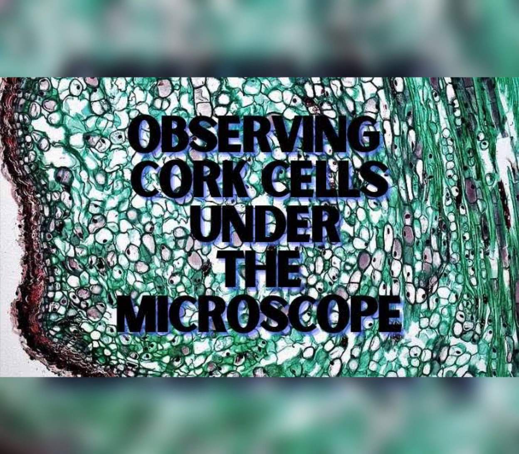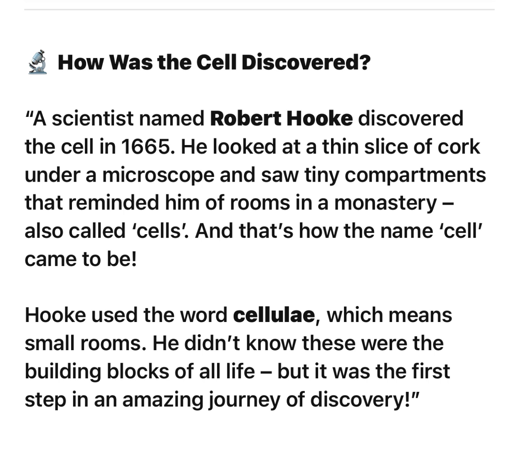This is the picture of a very thin slice of cork which was observed under the microscope. You can see it. So the question is, how was the cell discovered? A scientist named Robert Hooke discovered the cell in 1665.